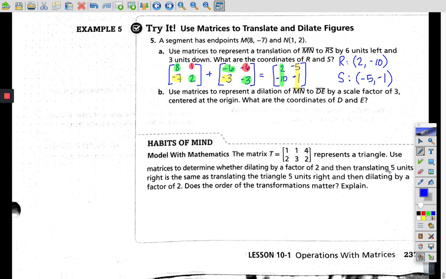All right, use matrices to represent a dilation by a scale factor of 3. We just use that scalar multiplication. So we have 8, negative 7, because we're still using MN, and 1, 2. 3 times 8 is 24. 3 times negative 7 is a negative 21. 3 times 1 is 3. 3 times 2 is 6.